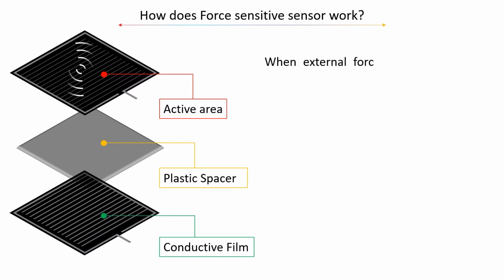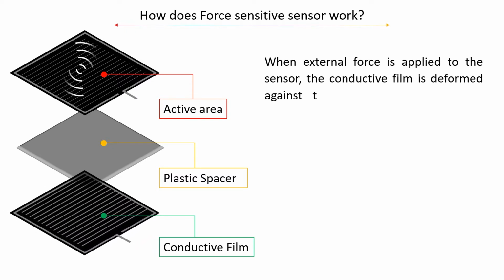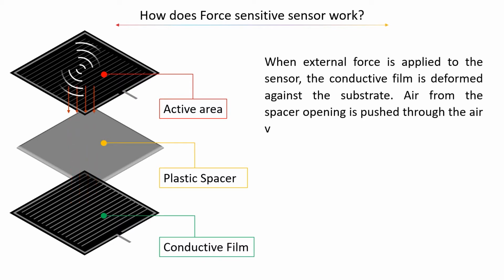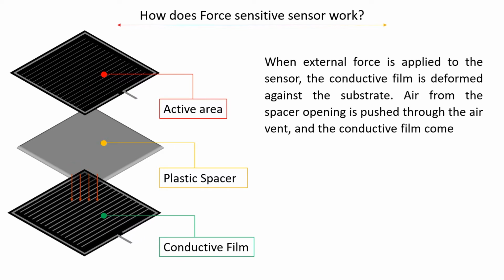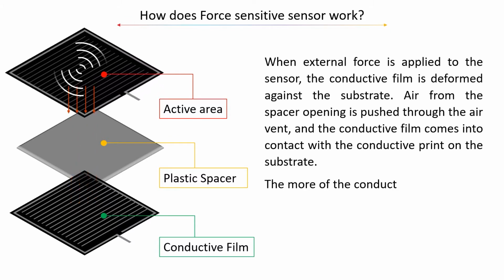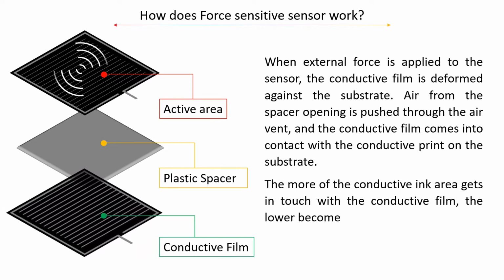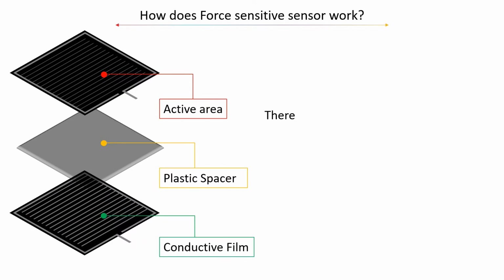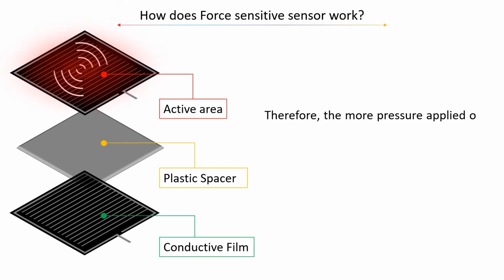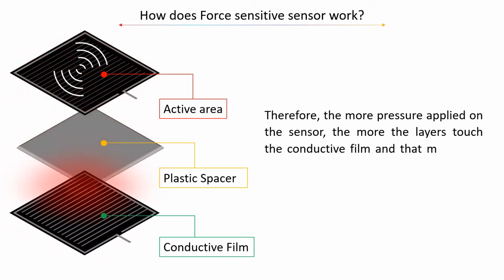When external force is applied to the sensor, the conductive film is deformed against the substrate. Air from the spacer opening is pushed through the air vent, and the conductive film comes into contact with the conductive print on the substrate. The more of the conductive ink area gets in touch with the conductive film, the lower becomes the resistance. Therefore, the more pressure applied on the sensor, the more the layers touch the conductive film, and that makes the resistance go down.